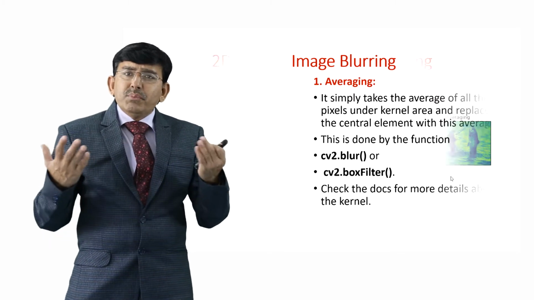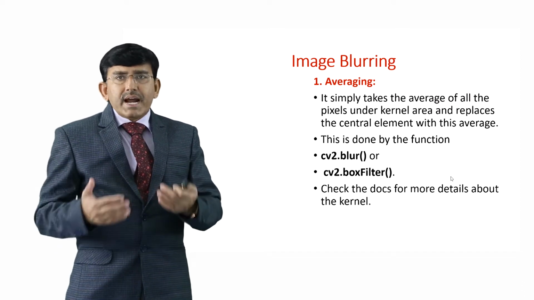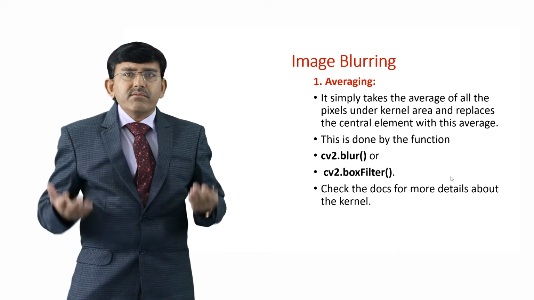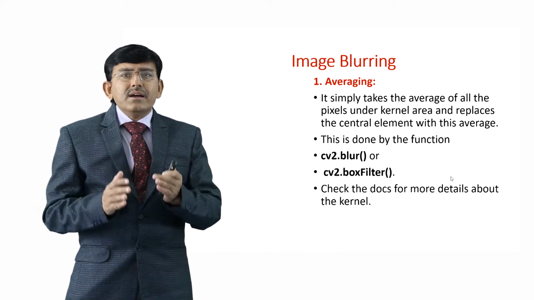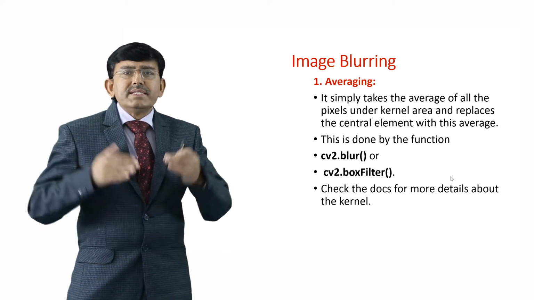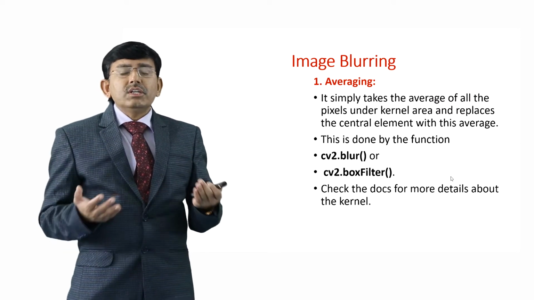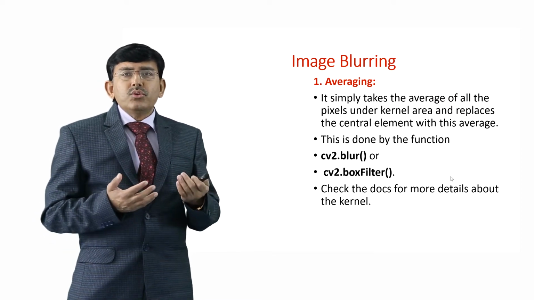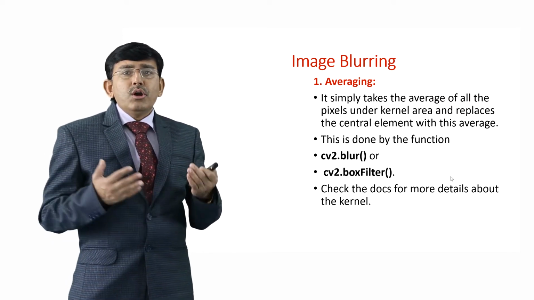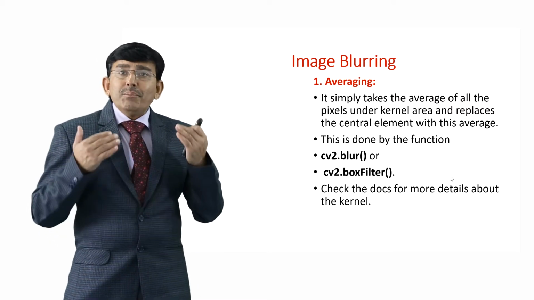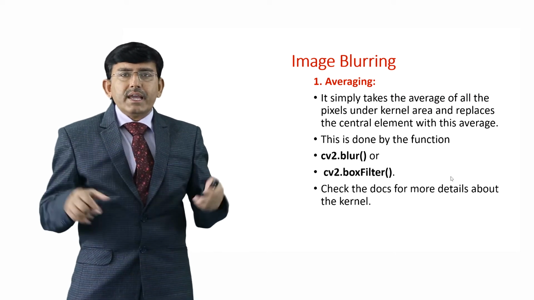Now, what image blurring means and how it is utilized in Python and OpenCV, that we will highlight. Number one is averaging. It simply takes the average of all the pixels under the kernel area and replaces the central element with this average. This is done by a function called cv2.blur, or we can also use cv2.boxFilter.